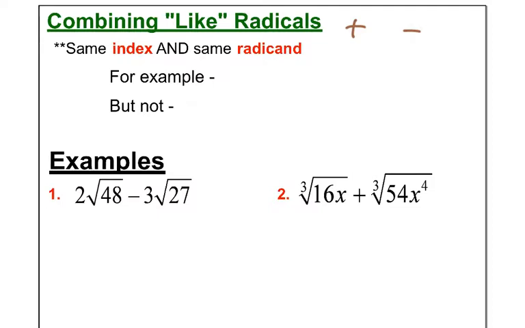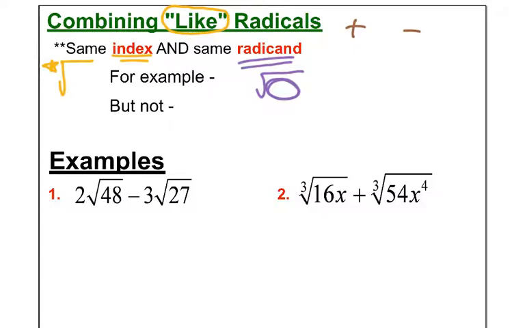Alright, a couple of rules here, folks. In order to combine what we call alike or like radicals, they have to have the same index. Remember, that's the same type of root, whether they're both square roots or both cube roots. And they have to have the same radicand, which means the number or expression on the inside has to be the same. If those two things are the same, then we combine them.